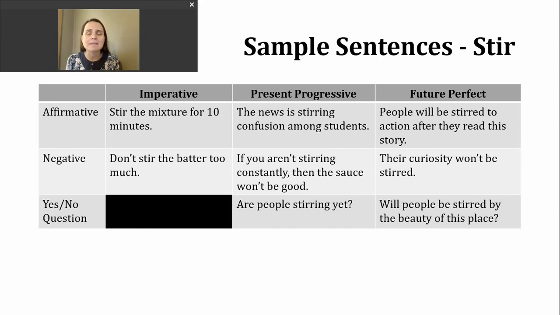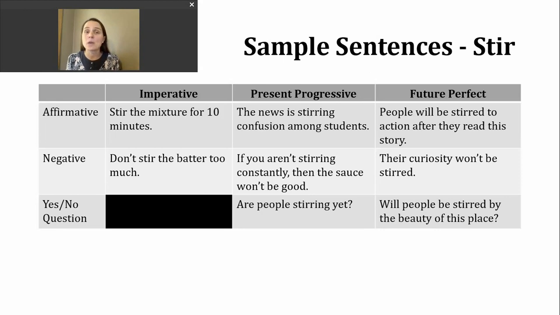It's really common to hear native English speakers use contraction forms, and that's what I have in my example here. If you aren't stirring constantly, then the sauce won't be good. So here, maybe in the moment, right, someone's suggesting, if you're not doing this action continuously, then the result will not be good. That result is in the future.